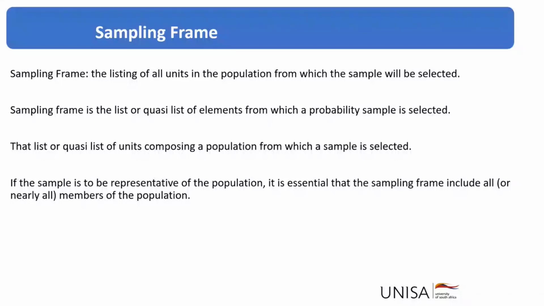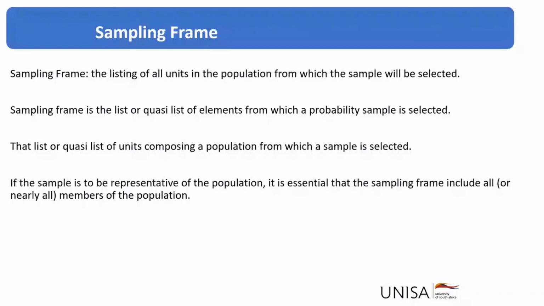So basically what you do there is create that list, that list or quasi list of units composing a population from which a sample is selected. When I look at the list or at the sampling frame, I should be in a position to see the totality of the population. So you put everything in the population down in the form of a list. That's what the sampling frame is.